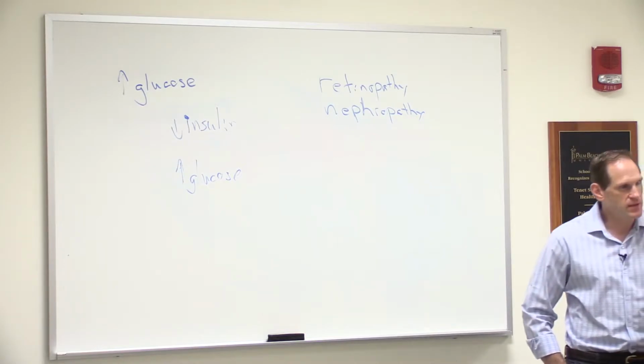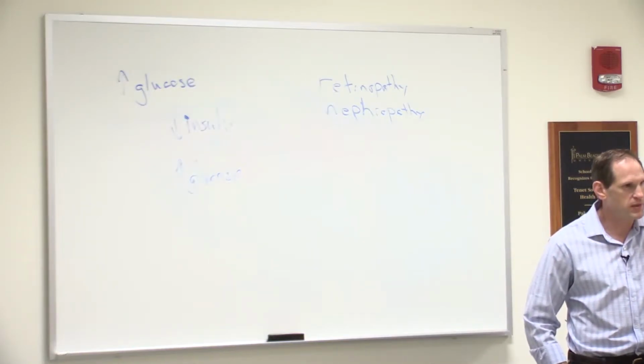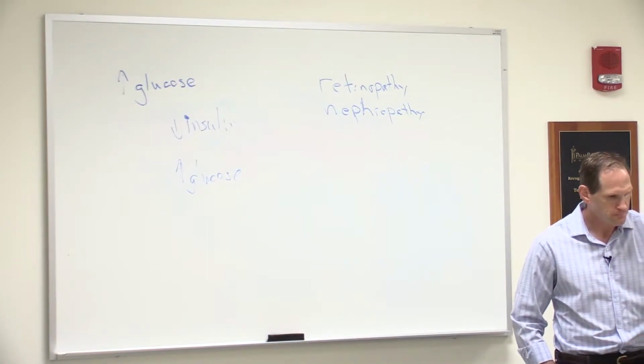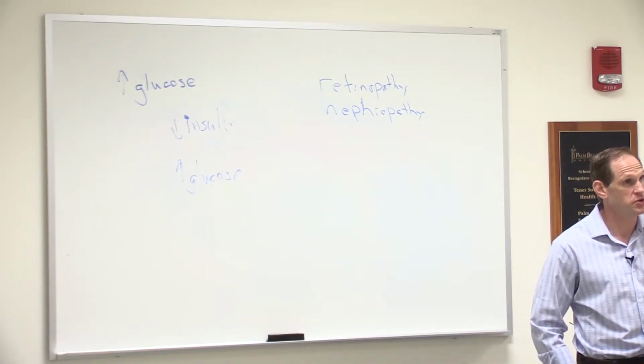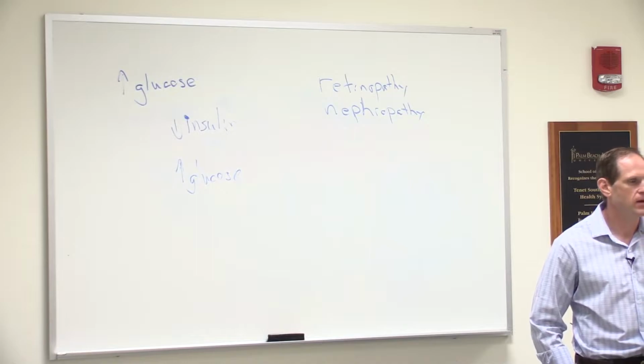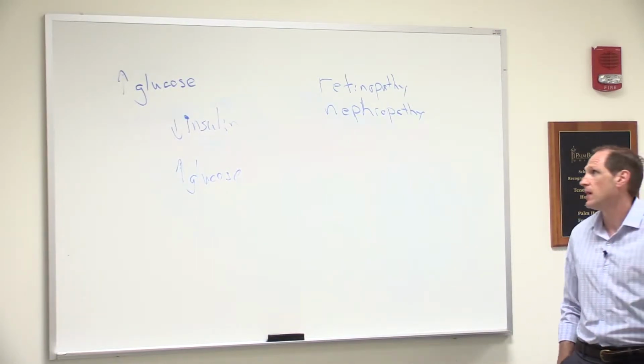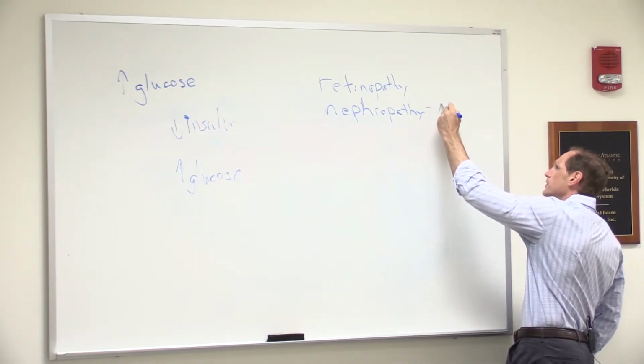All right, last thing we need to talk about as far as the nephropathy goes is that to reduce the risk of nephropathy, we're going to want the patient to be on a drug class called ACE inhibitor.